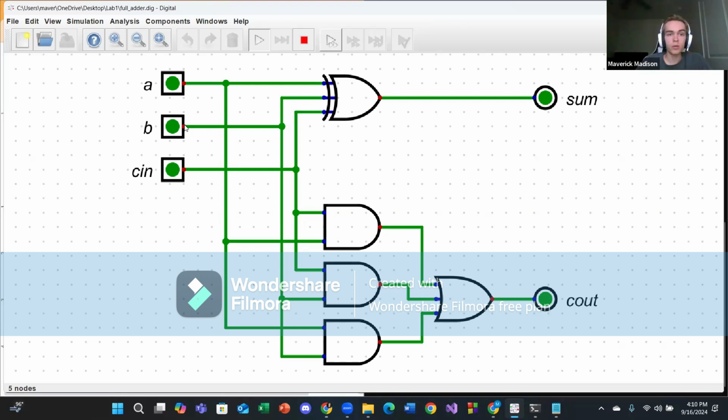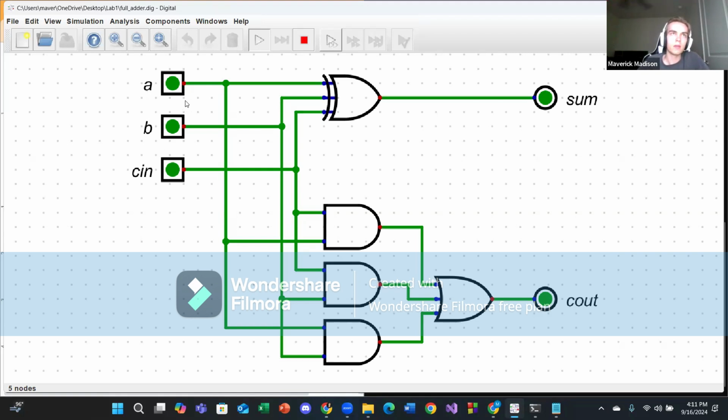For carry out, we derived a formula in class to showcase carry out through the truth table for addition, which is represented as just carry out is equal to A carry in plus B carry in plus AB. In that case, we have our 3 AND gates shown right here in Digital, and our OR gate to get our value for carry out. Now let's move on to some examples.